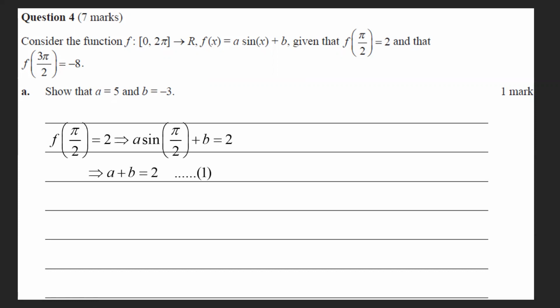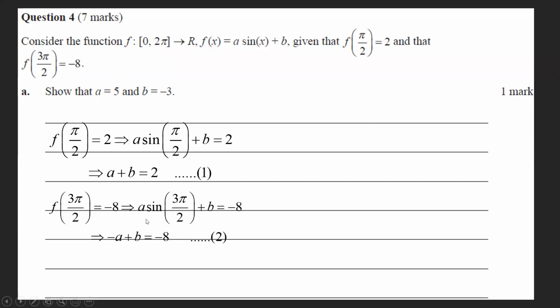So you substitute the first pair of values to get this equation. Notice that sine half pi is 1. So a times 1 plus b equals 2. This is your first equation. And it is also necessary for you to write down another equation. Notice that sine 3 pi over 2 is -1. You must know your exact values very confidently when you walk into the exam rooms.